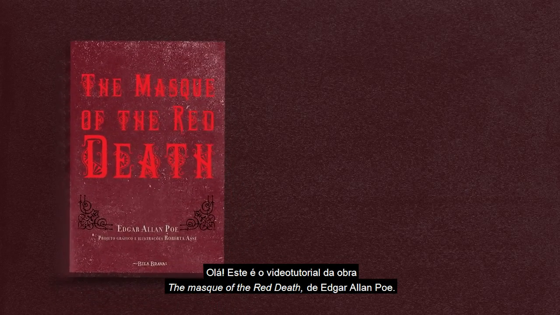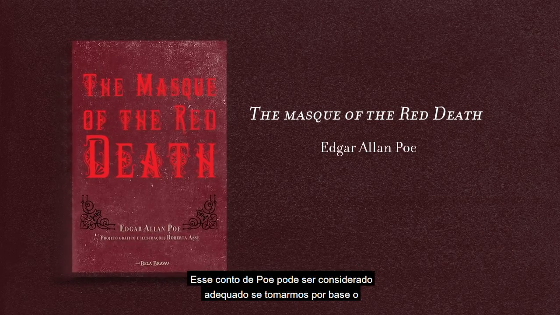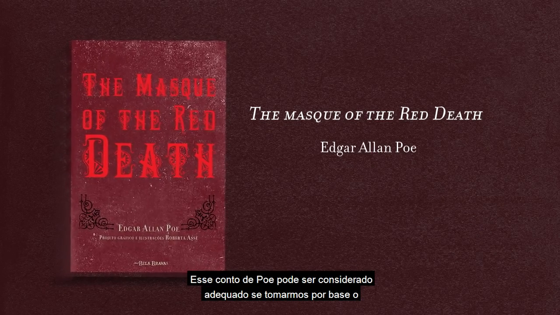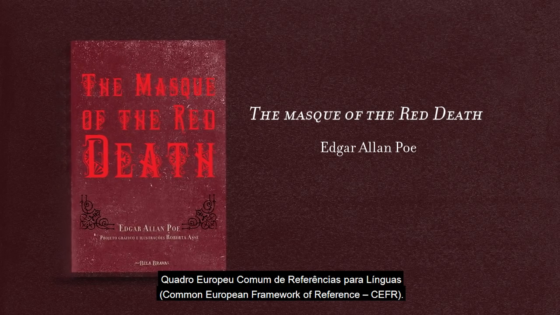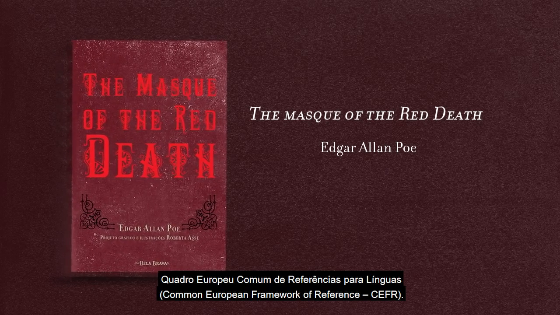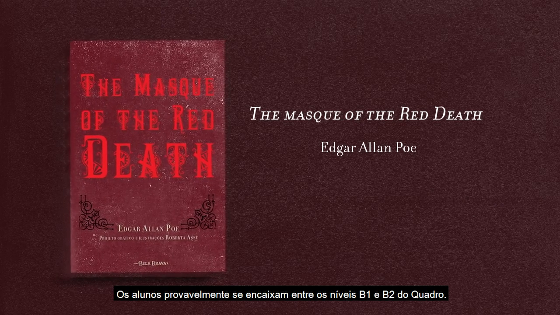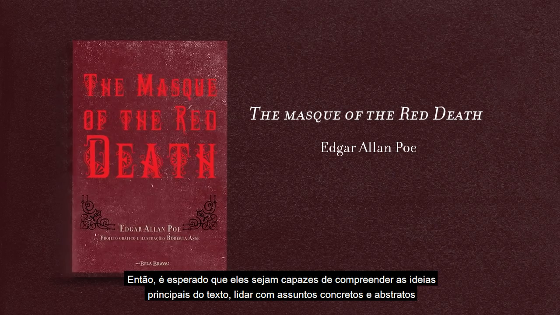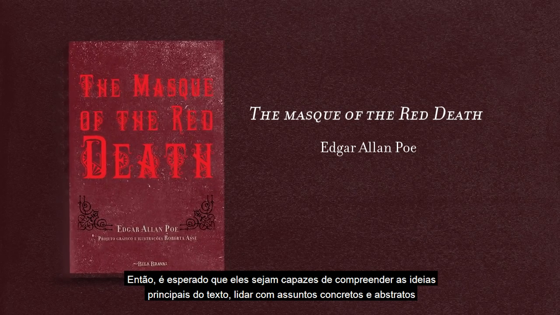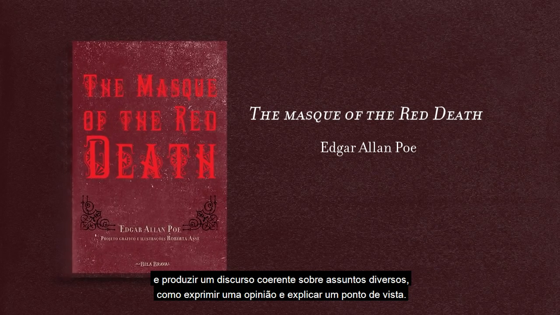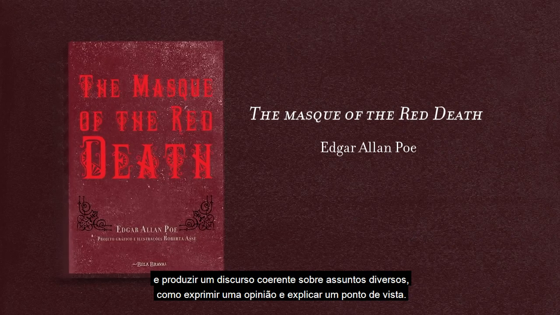This is the tutorial video for The Masque of the Red Death by Edgar Allan Poe. This short story can be considered appropriate if we take as a base the Common European Framework of Reference for Languages, CEFR. Students are likely between level B1 and B2, so they are expected to be able to understand the main ideas of the text, deal with concrete and abstract subjects, and produce a coherent discourse on diverse subjects, express an opinion, and explain a point of view.